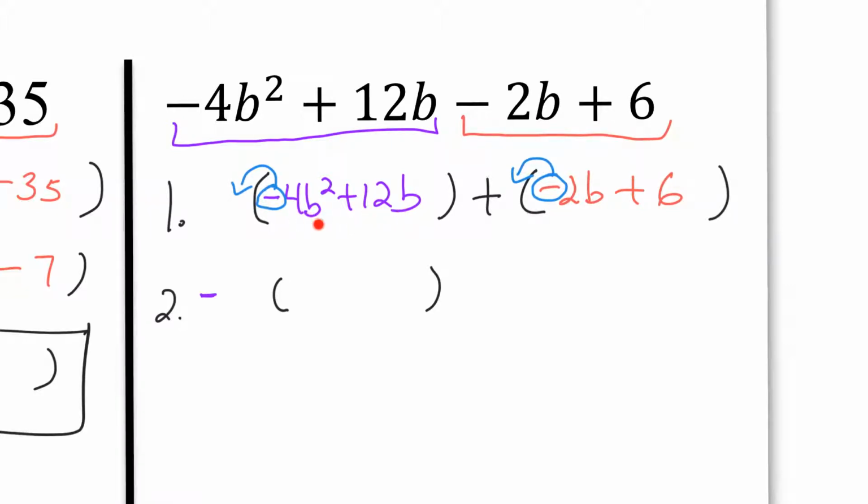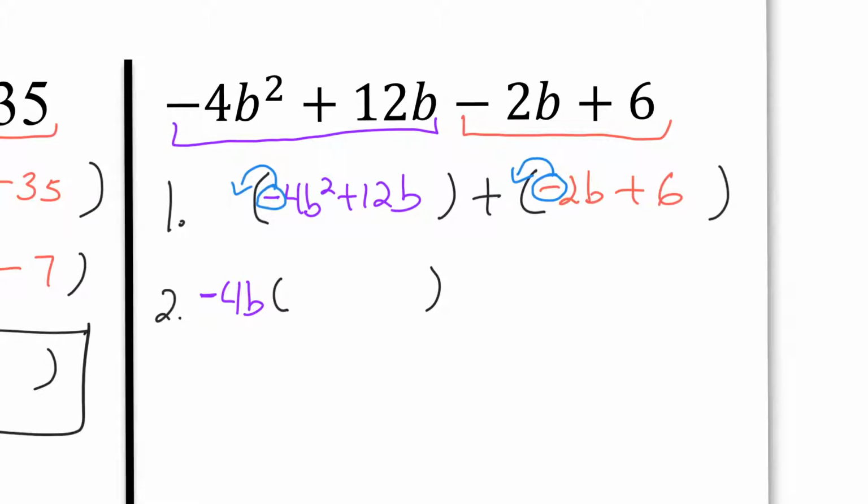I'm going to look at what I can factor out from the variables, and I can factor out a b. And the greatest common factor for 4 and 12 is 4. If you say 2, you're kind of right, kind of wrong, because 2 is a common factor, but it's not the greatest common factor. So 4 is the greatest one. So you take out a 4 and a b.